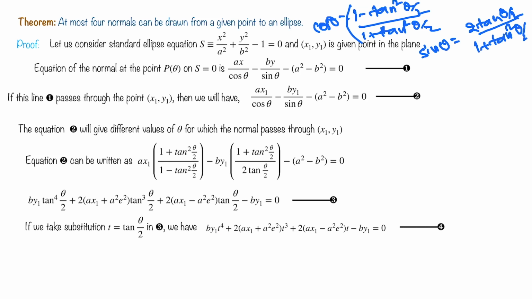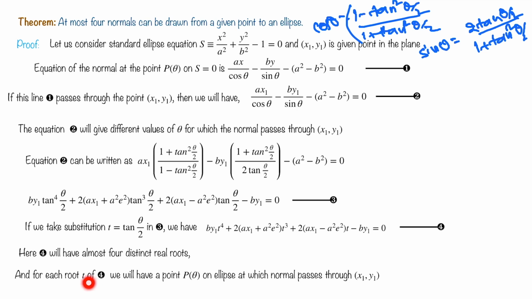So here 4 will have at most 4 distinct real roots, and for each root t of 4 we will have a point on the ellipse at which the normal passes through (x1, y1). Here t equal to tan theta by 2. Since the range of tan is all R, this t can be any real number. So for each root t of 4, we will have a point P of t on the ellipse at which the normal passes through (x1, y1).